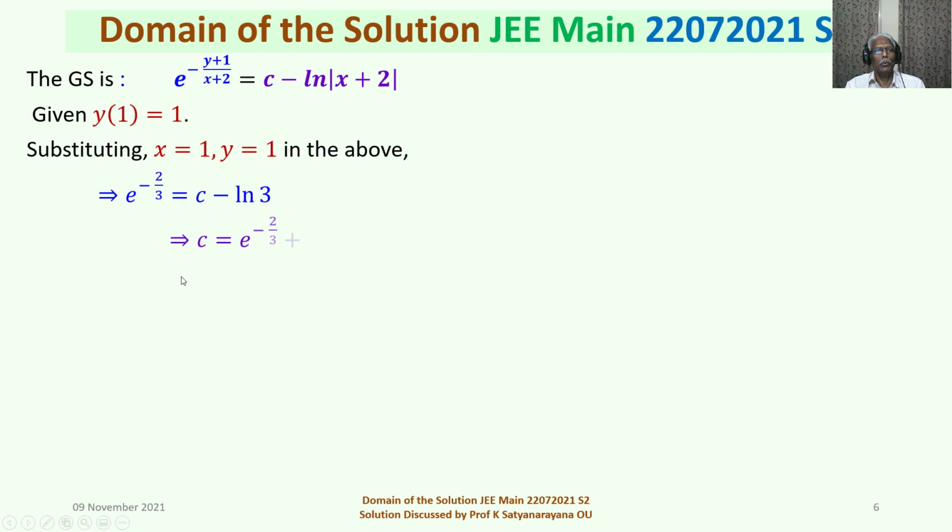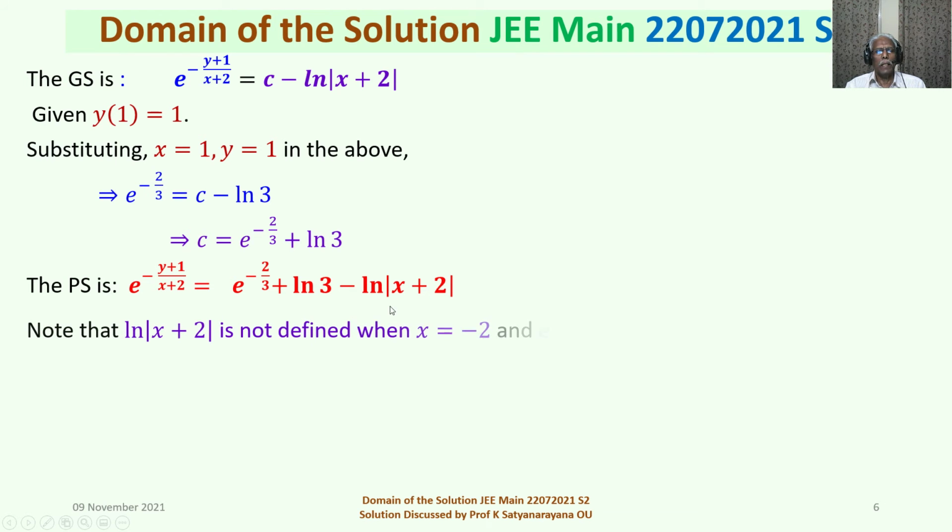So the value of c is c = e^(-2/3 + ln 3). So the particular solution of the given differential equation will be e^(-y + 1) by (x + 2) equal to the constant c, which is e^(-2/3 + ln 3) minus ln of (x + 2).